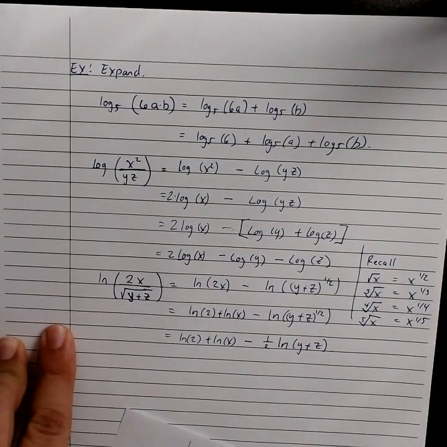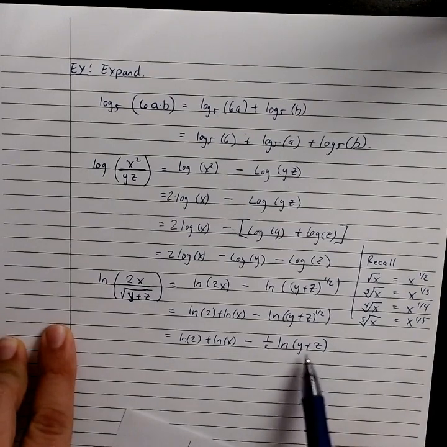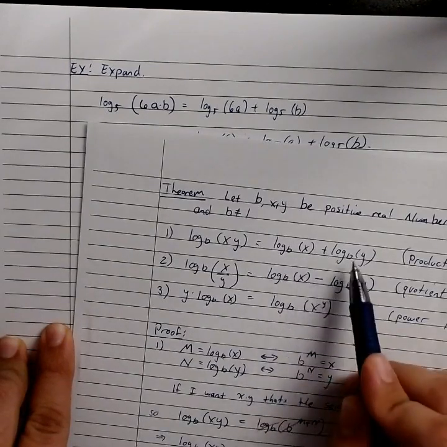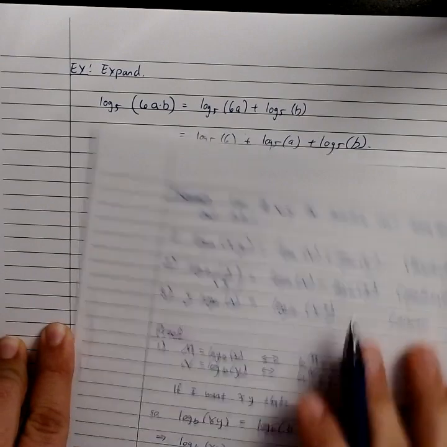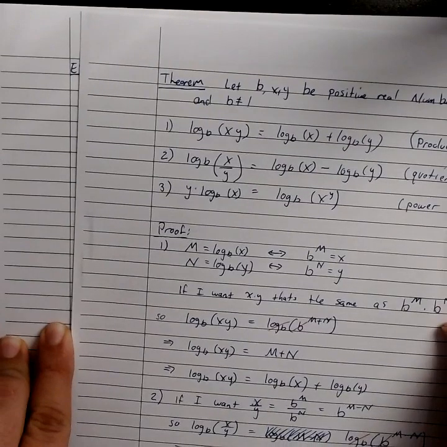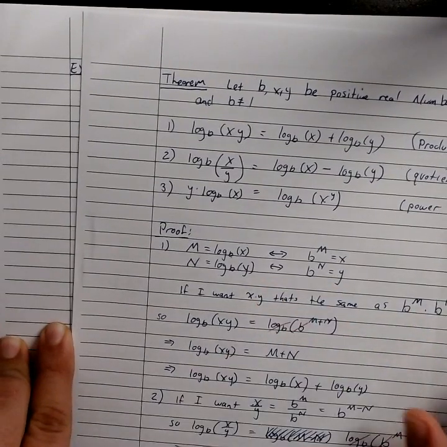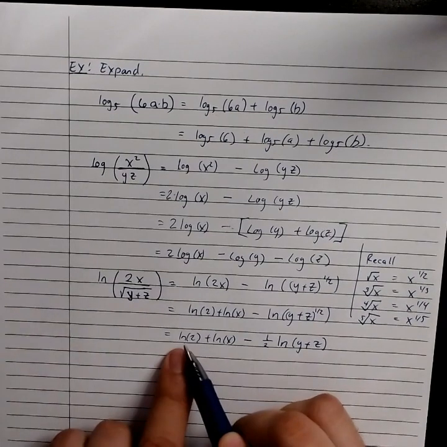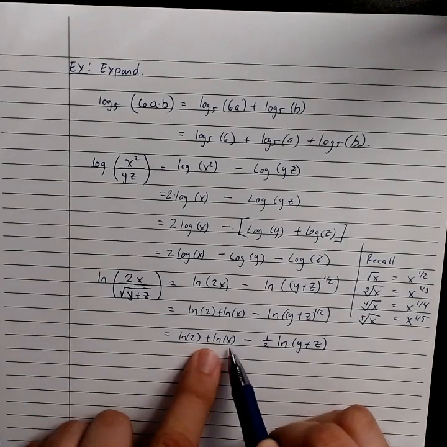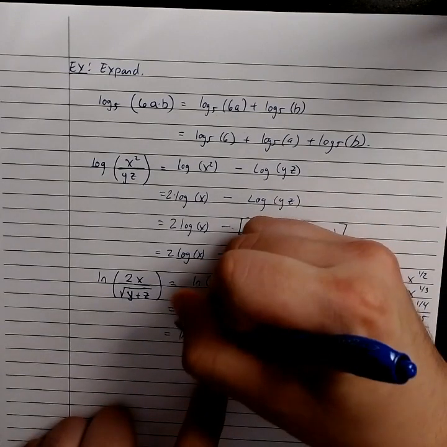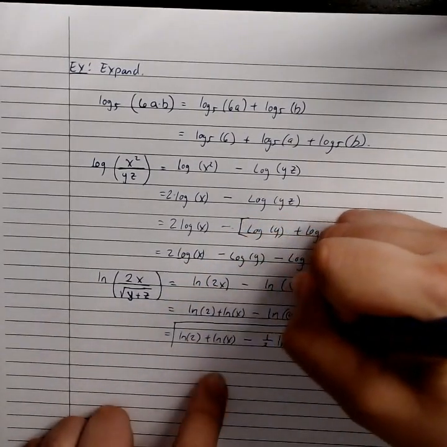Now you say, well, look, I have a property that has a plus. Look, it's right here. Yeah, but that's a plus between two logarithms. Here, I need a plus inside of a logarithm. And I don't have anything like that. So because I don't have any properties that cover that situation, that means there's nothing I can do to expand that. So that's as far as I can go. Natural log of 2 plus natural log of x minus 1/2 natural log of y plus z. And that's as big as I can make that.